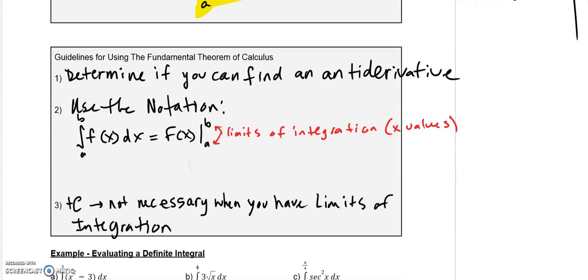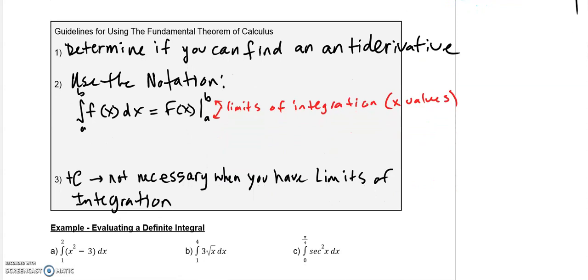So now that we have that, here are some guidelines on using the fundamental theorem of calculus. Number one, determine if you can find the antiderivative. Sometimes if it's not continuous, you can't even find the antiderivative. That'd be extremely rare, but it'd be a big waste of time as well. Number two, use the notation.